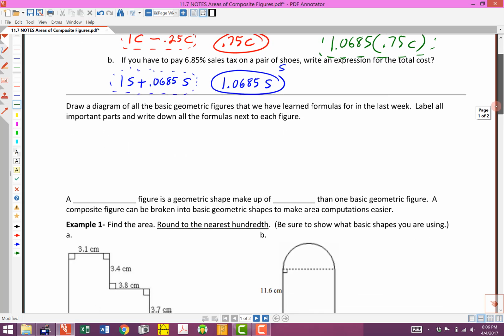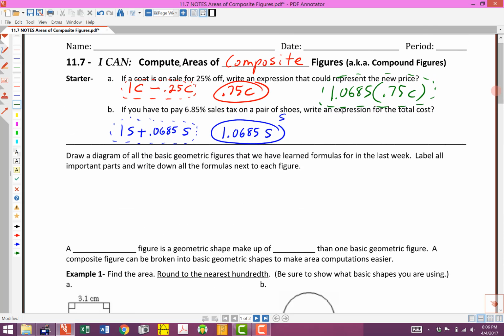Alright, now let's turn our attention to the topic for today, which is computing the areas of composite figures or compound figures. So the first thing I want you to do is let's draw a diagram of all the basic geometric figures that we've learned the formulas for in the last week or so, and let's label the important parts and write down the formulas next to each figure. So the first thing we're going to do is write down about the simplest shape we can deal with, and that would be a rectangle.